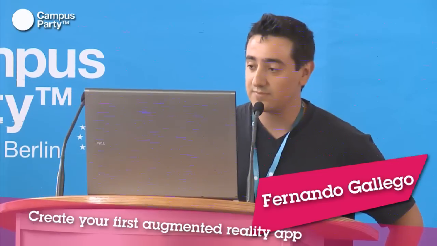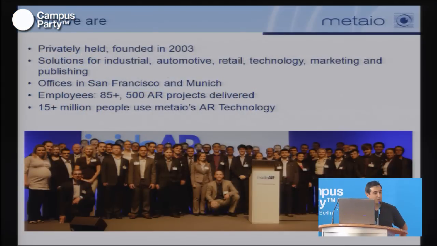Metaio is a company from Munich. We also have an office in San Francisco. It was founded in 2003, and we have almost 10 years of experience augmenting the reality. We provide solutions for many businesses like industrial, automotive, marketing, publishing. We are about 85 people, almost growing every couple of weeks. And we have delivered about 500 augmented reality projects and applications that are seen by 15 million people.